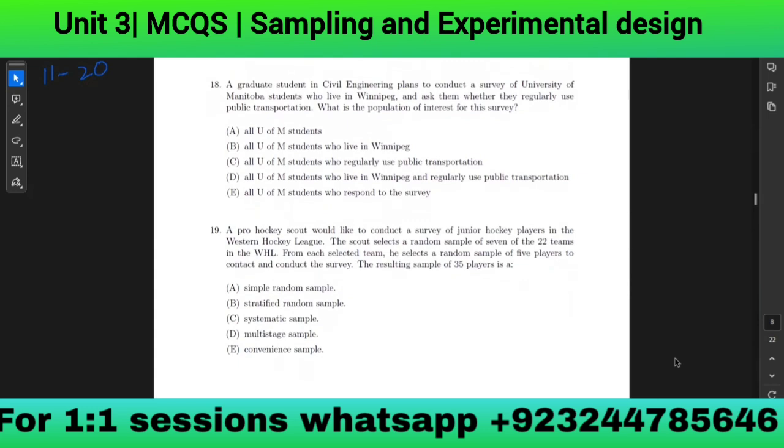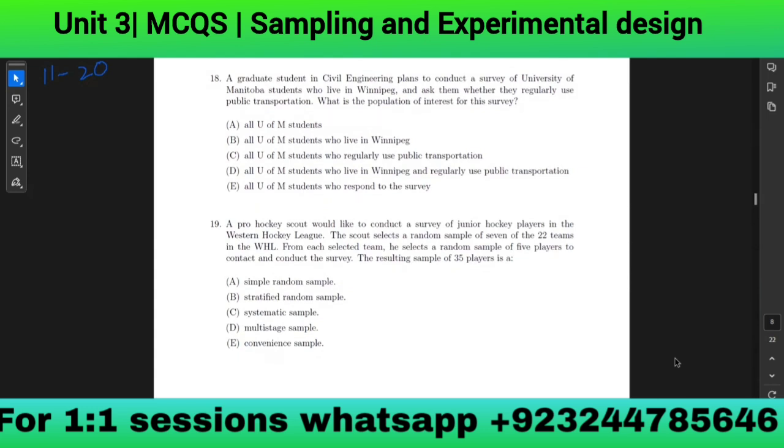18. All graduate students in civil engineering plan to conduct a survey of University of Manitoba students who are living in Winnipeg and ask them whether they regularly use public transport. What is the population of interest for this survey? B. B, very good. All U of M students who are living in Winnipeg, good.